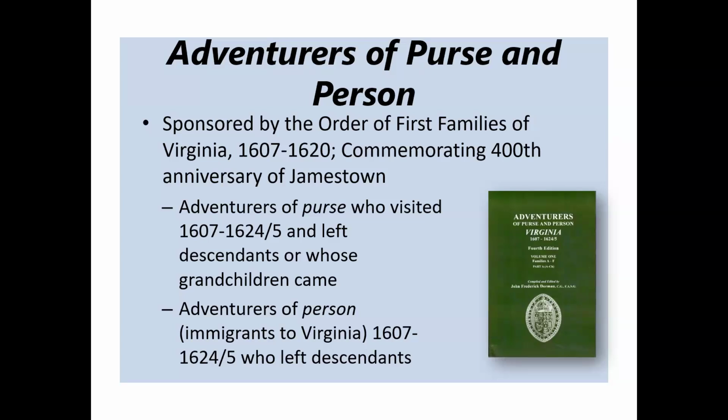So there's two different sections here, but the purpose of this collection was to document the 109 stockholders or adventurers who were either adventurers of Purse, who themselves visited and then went back to England but left descendants, or those who actually were there, the person who was there and stayed. The book is based on the muster of January 1624 to 25, which is a resource that a lot of early Virginia documentation is taken from.